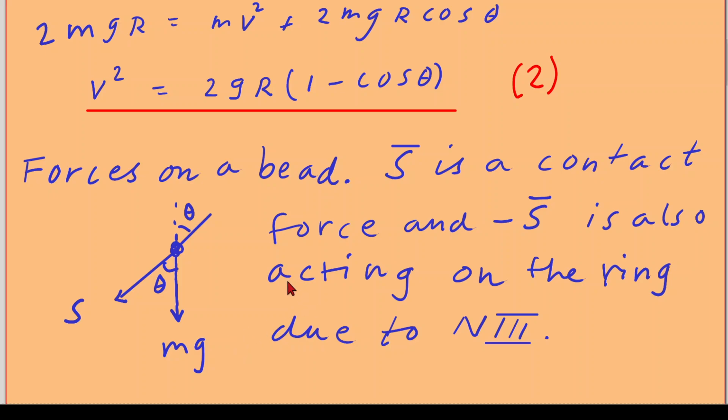So it is. But on the other hand, the ring is doing that to the bead, but the bead is doing a similar thing to the ring. What I'm saying here is that there are contact forces, one is the S vector and then the negative vector, due to Newton's third law. And the same is also for the other bead, of course.